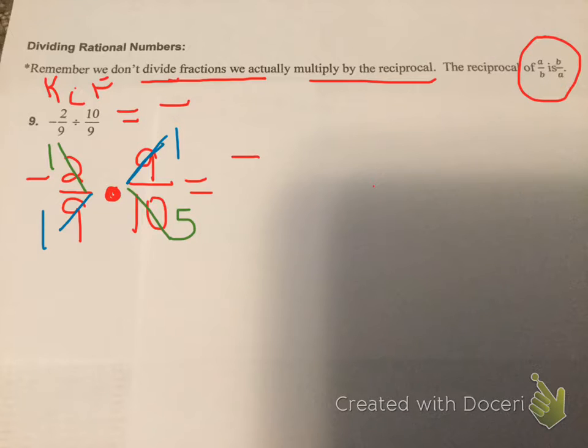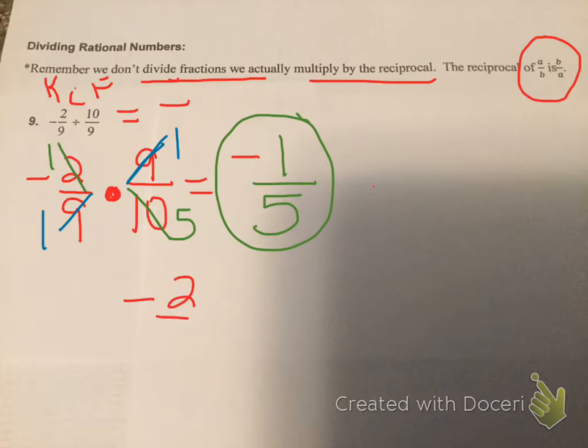We already determined my answer was negative. 1 times 1 is 1. And 1 times 5 is 5. Negative 1/5 is your answer. Now, if you didn't go ahead and do the cross-canceling, we had negative 2/9 times 9/10. There are times where I won't even show this to you because I don't feel like doing that math. I'd rather cross-cancel. It's so much easier.